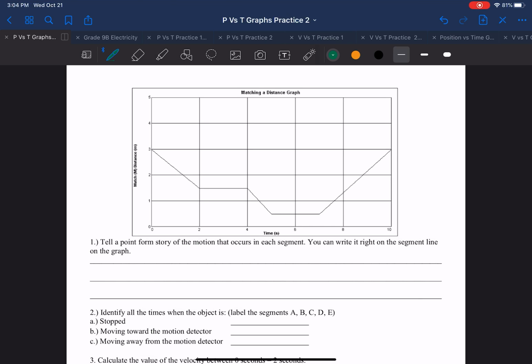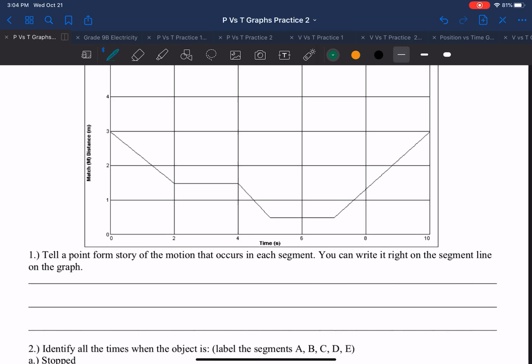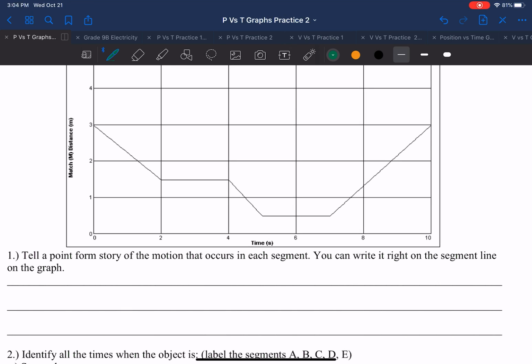We're going to be going over graph number 2 that was in practice worksheet number 2. Alrighty, so we have a graph here, that's great. And we're going to label each segment, each different type of motion that we see on this graph. So A, B, C, D, E. They all have different types of motions, distinguishable from every separate straight line that we see.